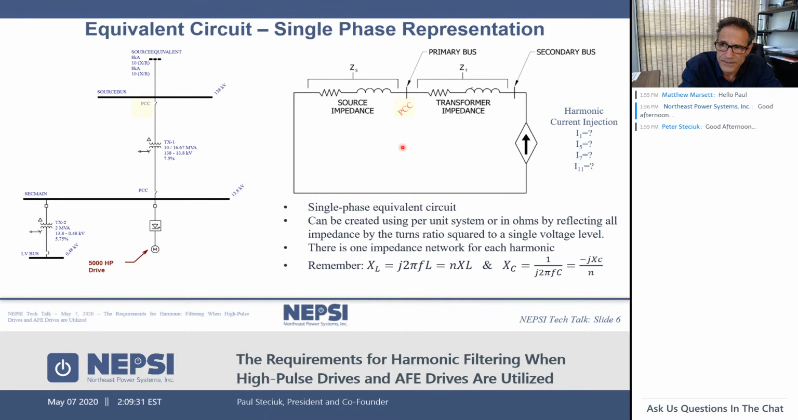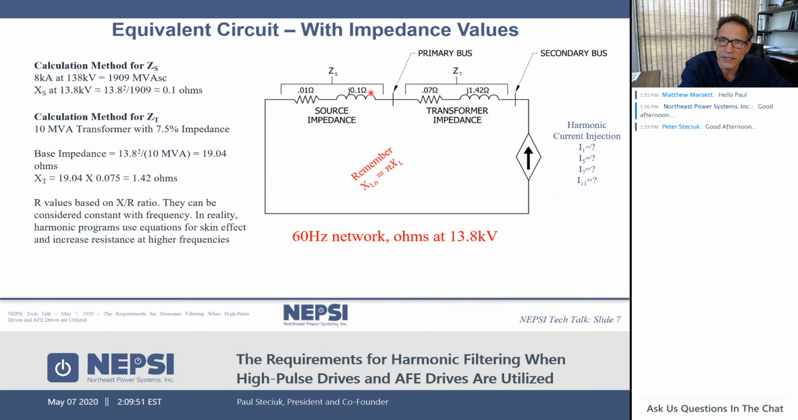And the harmonic current produced by the drive is situated over here, and that's an ideal current source. And when we talk about ideal current sources, what it means is that no matter what the impedance of the source is, this harmonic current will flow into it. So to go on to the next slide, we can assign impedance values according to the representative system that we have created here.